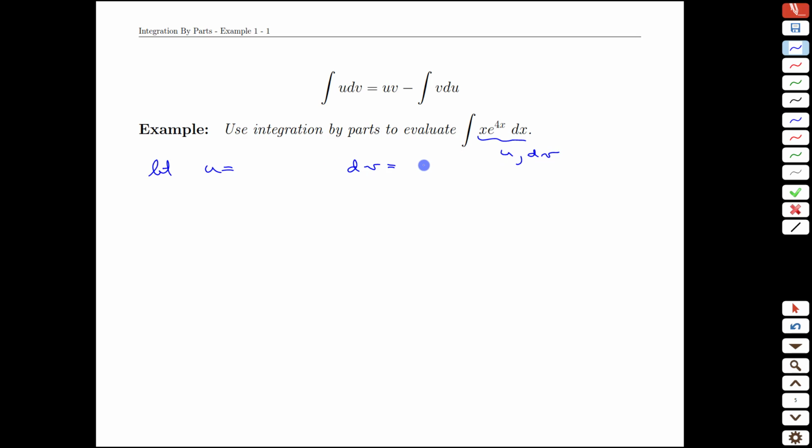For now, I'll do that for you, and then we'll investigate the subtleties of how to choose these in the most appropriate or most effective way. But for now, let's just split this right here. We're going to call the x part u, and we're going to call e to the 4x with the dx dv. This puts the d things on an equal footing.